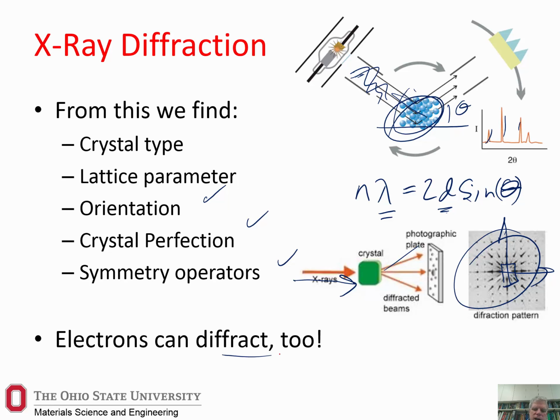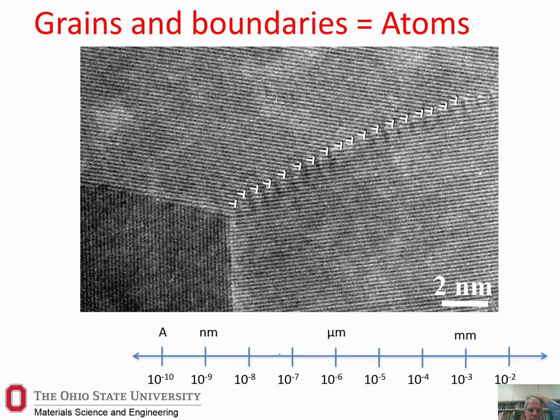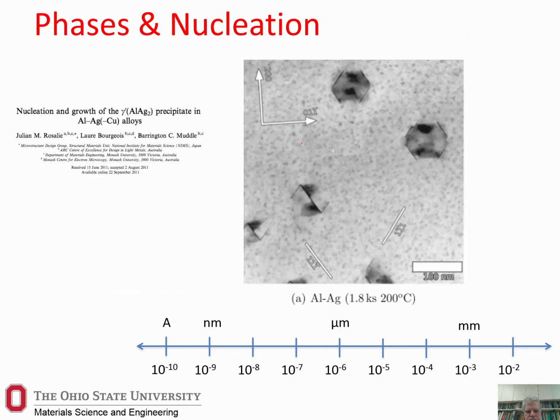They will diffract also. The other thing we can do is image with these things. Again, 2 nanometers. We're down here. You can see these are the crystals. You've got atoms all lined up in slightly different directions. They come together at boundaries. There's defects along those boundaries. We can also look at impurities on those boundaries. And this gives us great insight as to how materials behave based on their structure.